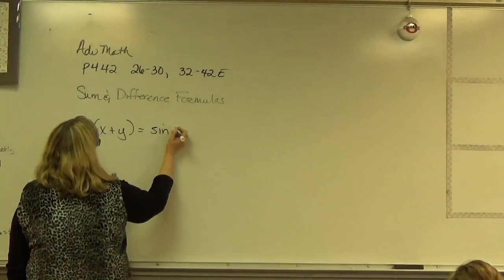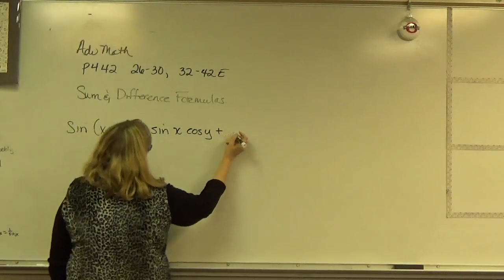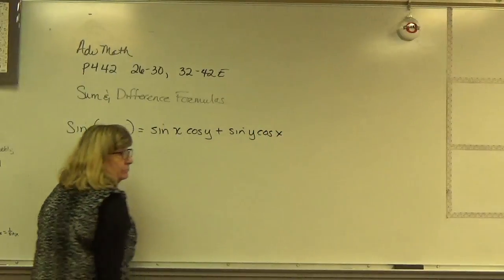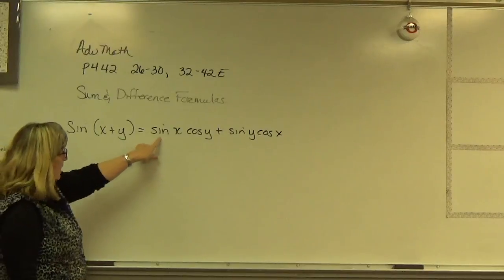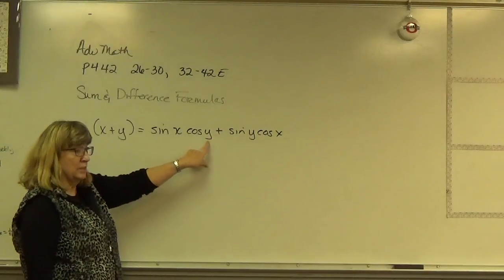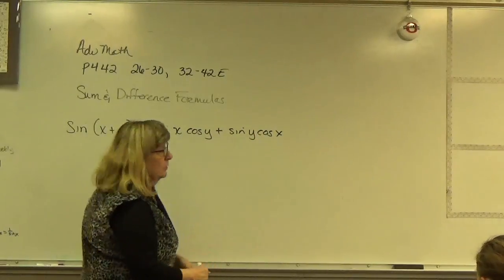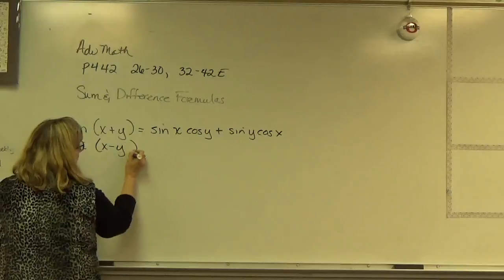The sum of the sine of the first one, cosine of the second one, plus the sine of the second one, cosine of the first one. So x being first, y being second: sine of the first one times cosine of the second one, plus sine of the second one, cosine of the first one. Now I'm going to do the sine of x minus y.